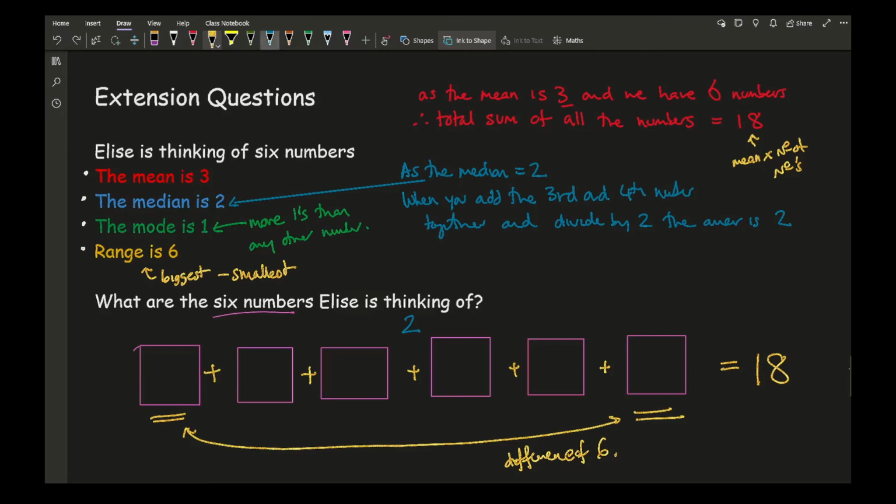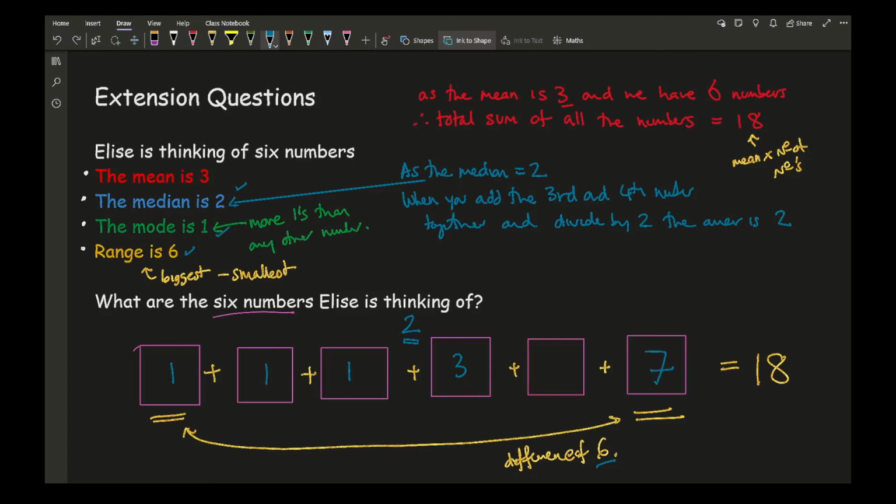So let's just imagine that we've got 1, 1, 1, and then let's say we've got 3 here. So far I've got 1 plus 1 plus 1, which is 3, plus 3, which is 6. Now, because I've got 1 and 3 as my 2 middle numbers, the number in between is going to be 2, which is absolutely fine. Now, if I add 1 to 6, I'm going to get 7, so that ticks off the range being 6. So far I've got the range being 6, the median being 2, and the mode being 1.